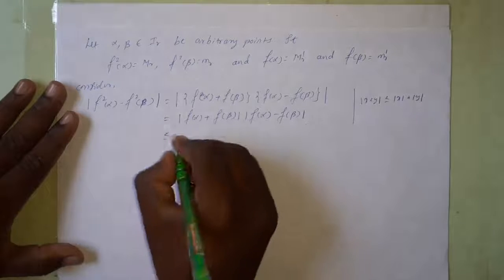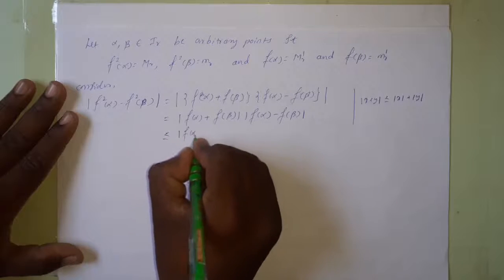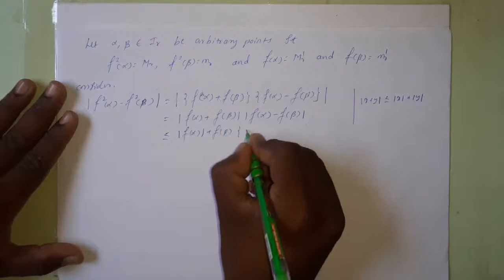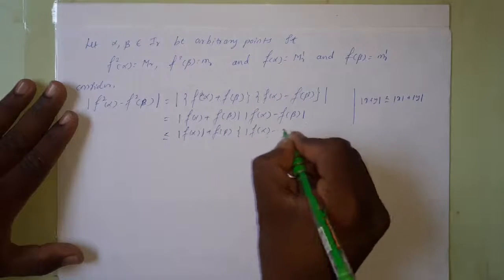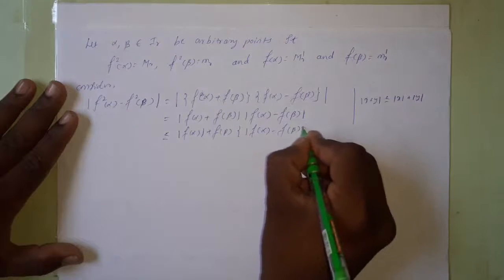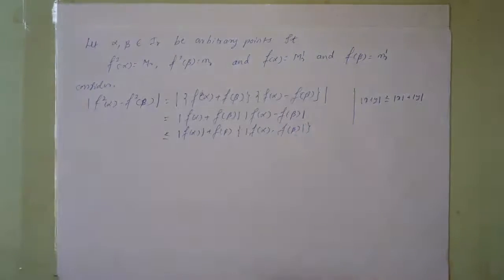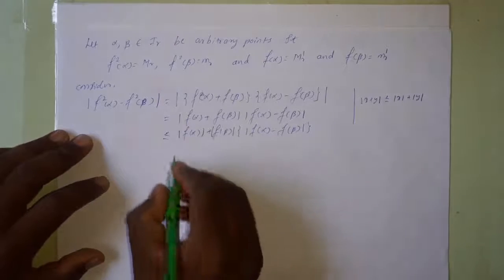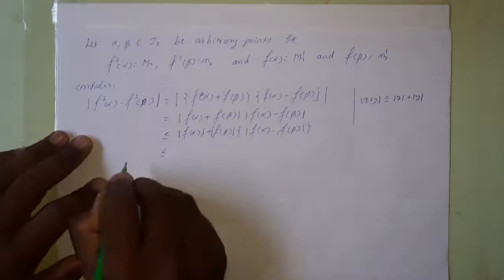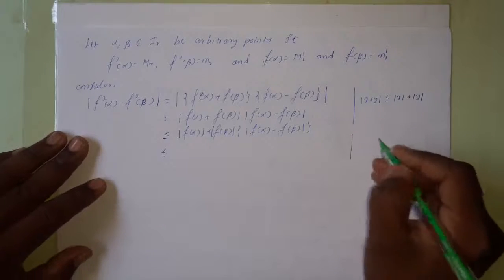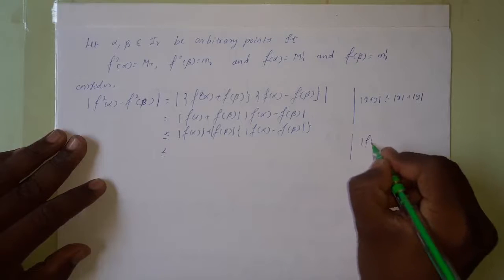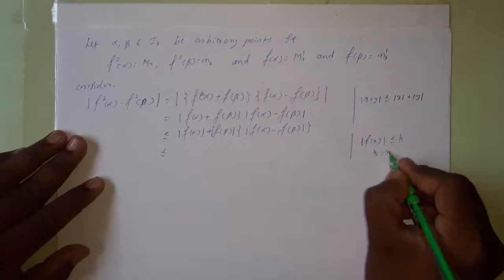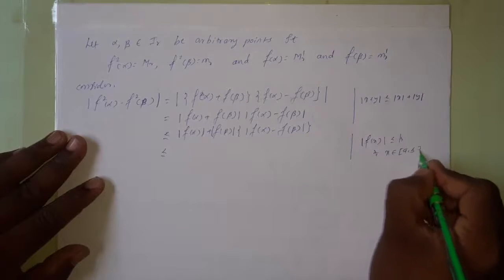So, this one is less than or equal to mod f of alpha plus mod f of beta into mod of f of alpha minus f of beta, this one as it is. And this is less than or equal to, so, already we know that mod f of x is less than or equal to k for all x belonging to the closed interval a b, right.